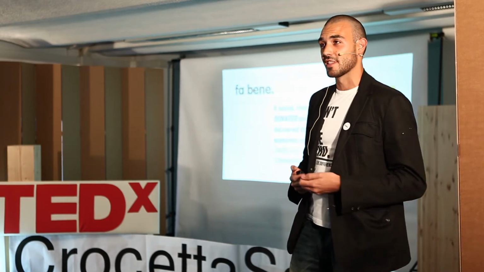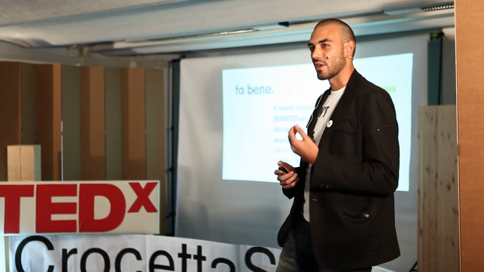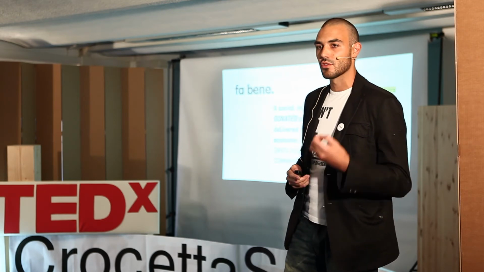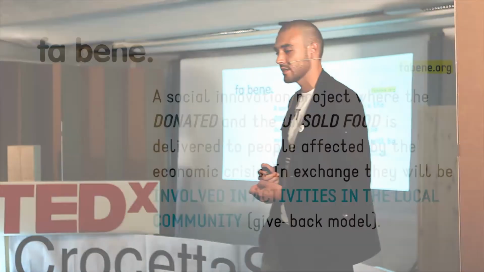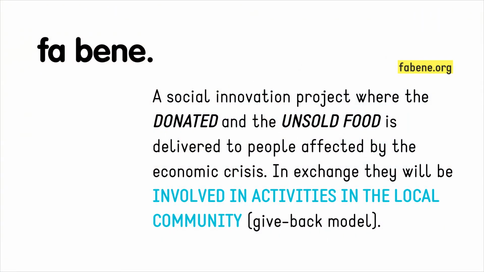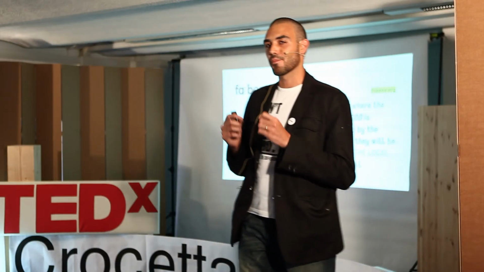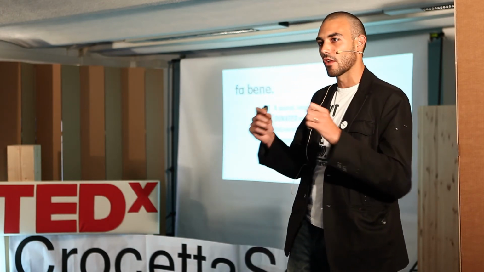The second project that I want to present to you is Fabene. I think that Fabene is a great example of social design communication. It is about donated and unsold food that is collected in the street markets and is delivered to people that were affected by financial crisis.